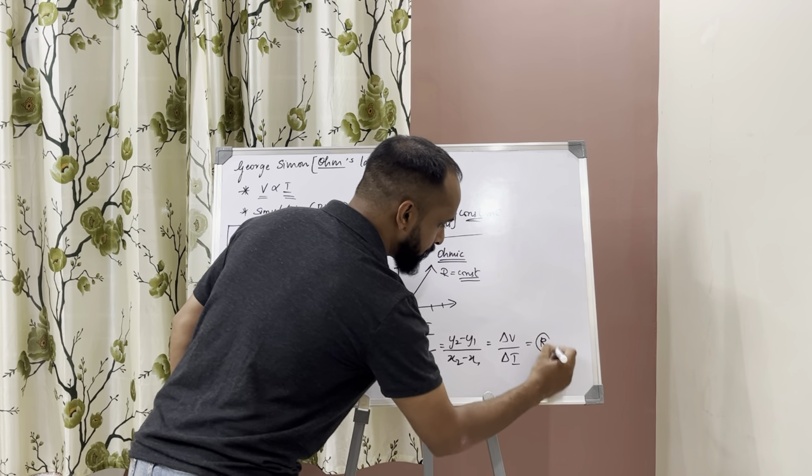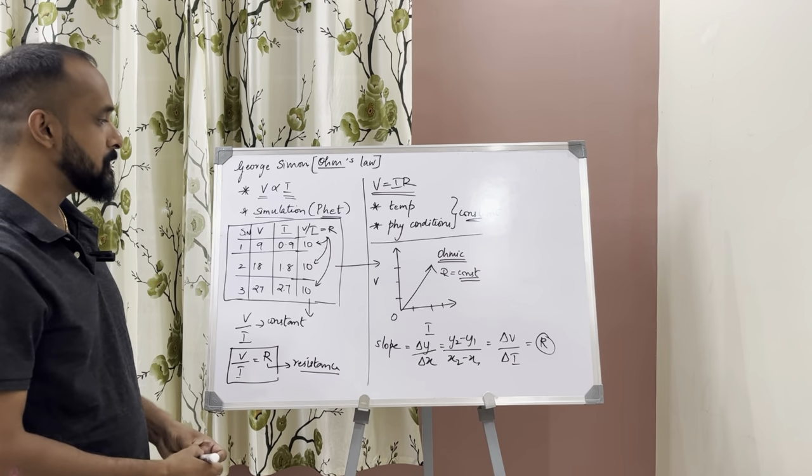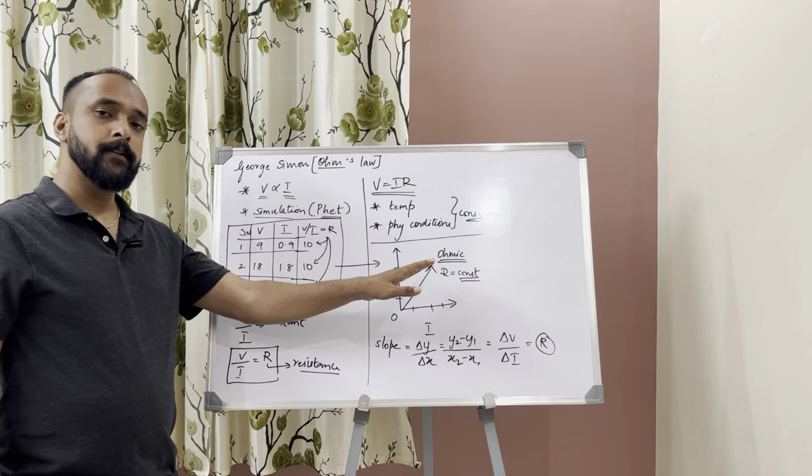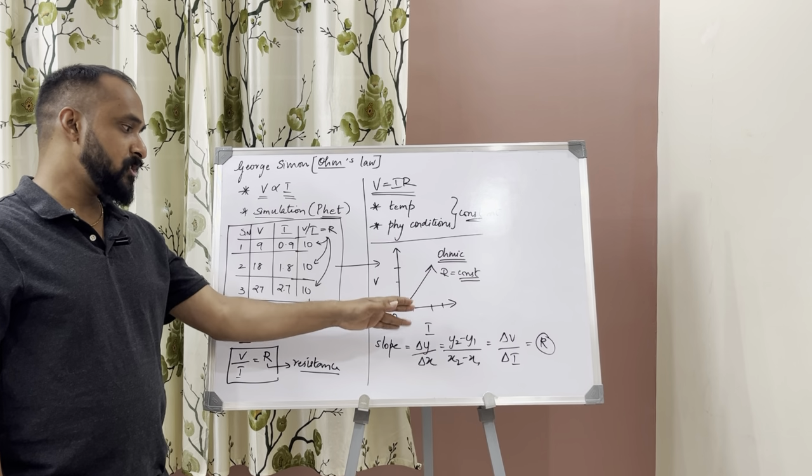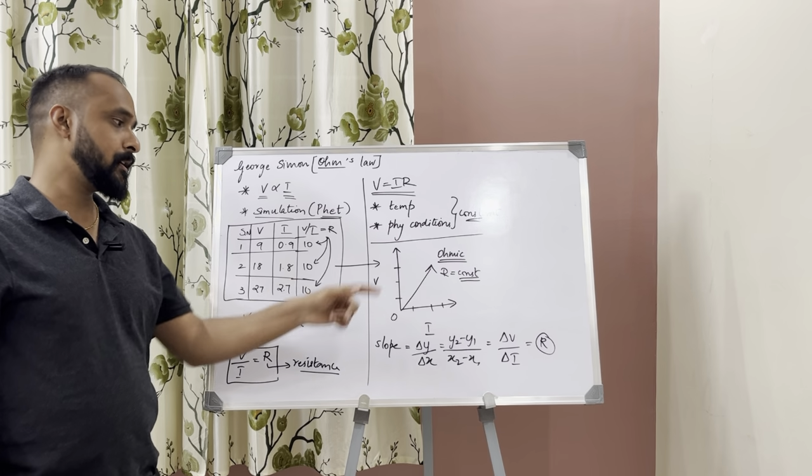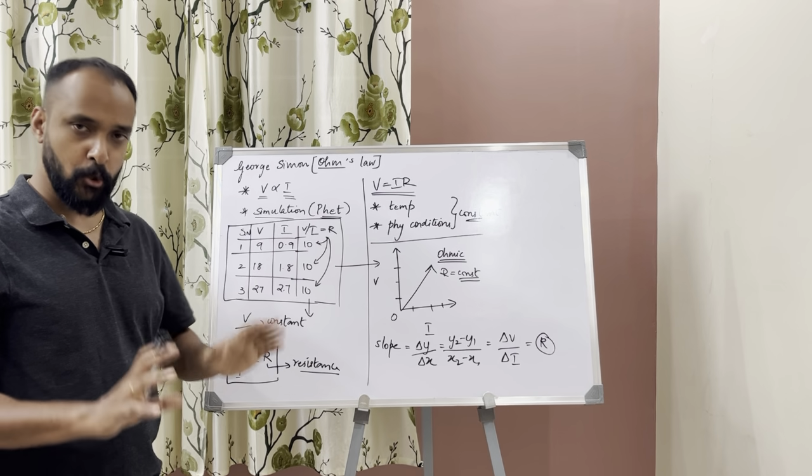Which would give you resistance. So resistance can also be found using the graph. Take voltage, take current, divide voltage by current. For the slope, it's done. I hope it is clear now.